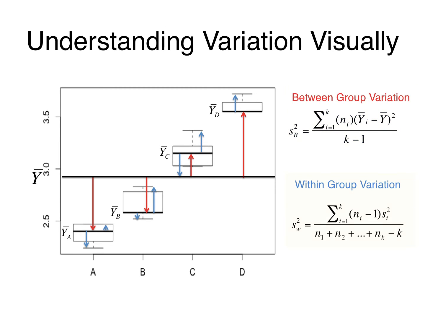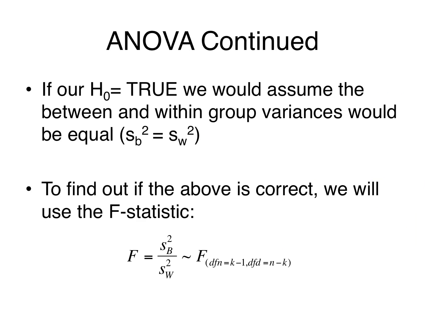The within group variation is just like the pooled variance that we saw with the 2-sample t-test with equal variance. You multiply the sample size of each group minus 1 times the variation in each group. You do this for all of the groups, add these together, and divide this by the total sample size, the total number of observations for all groups, minus the number of groups.